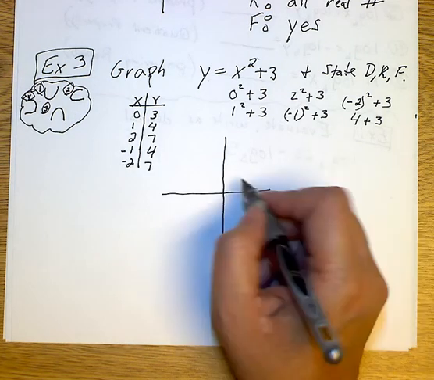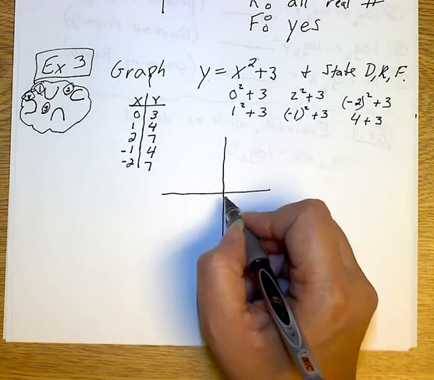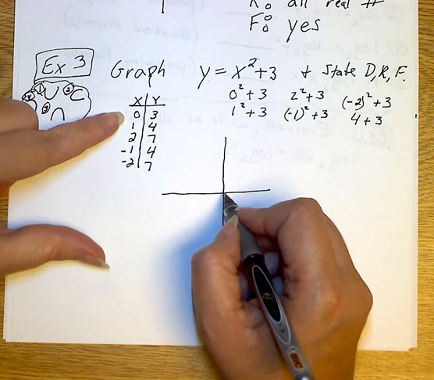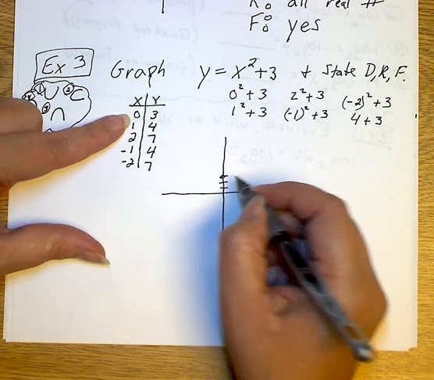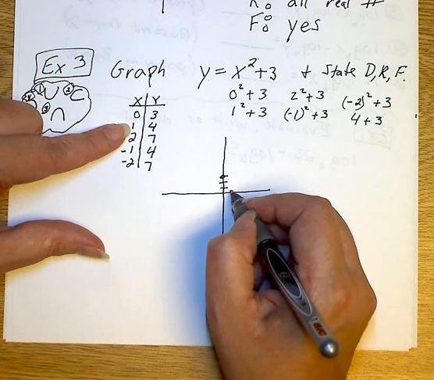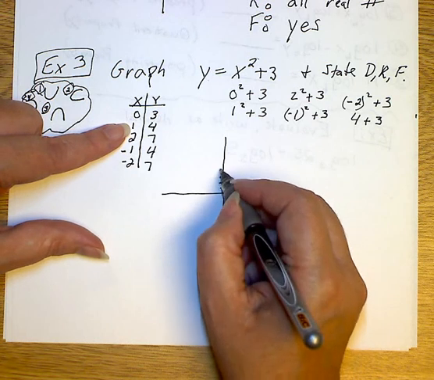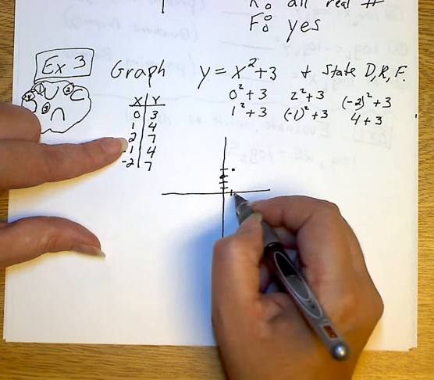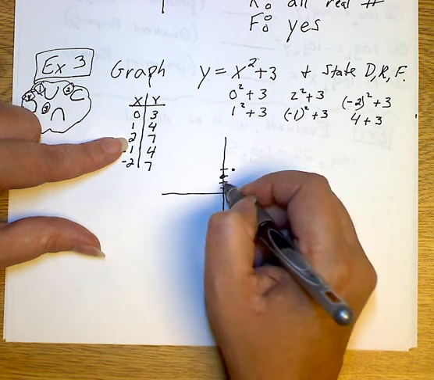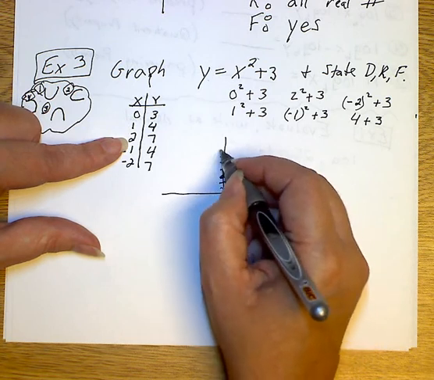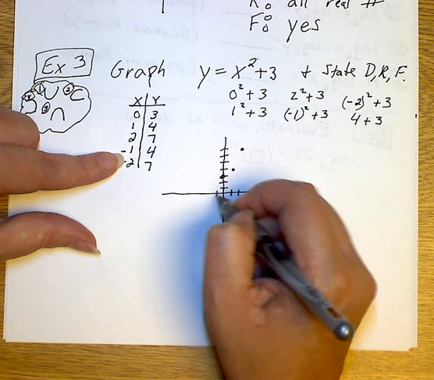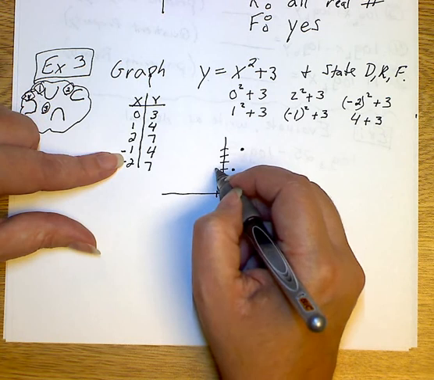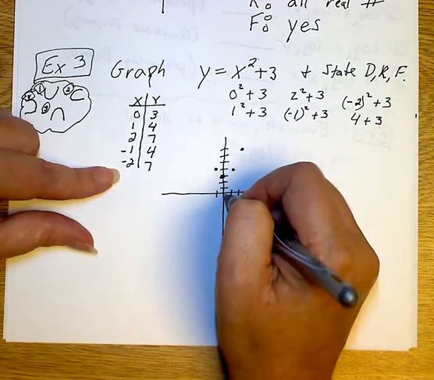So, at 0, we are plotting 3, so 1, 2, 3. At 1 is 4: 1, 2, 3, 4. 2 is 7, so 1, 2, up 7: 1, 2, 3, 4, 5, 6, 7. Now negative, we have -1 is 4: 1, 2, 3, 4. And -2, up 7.